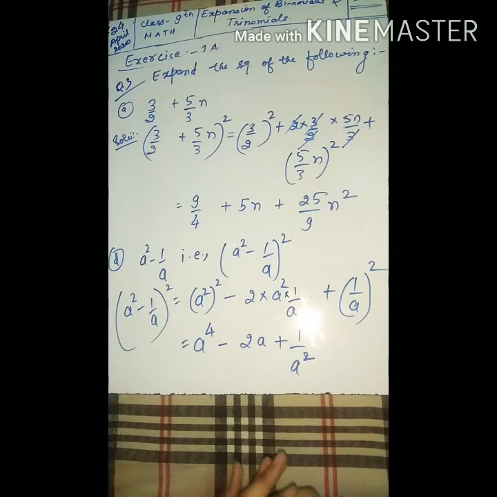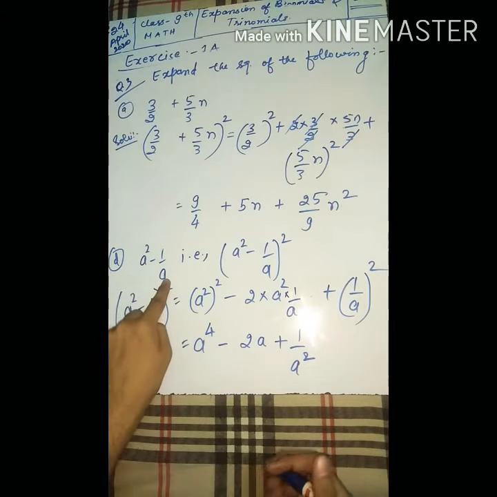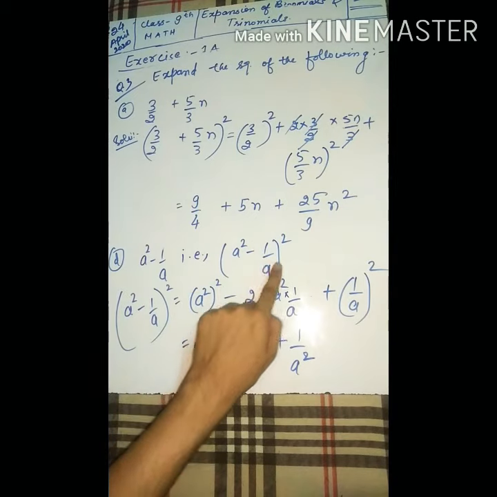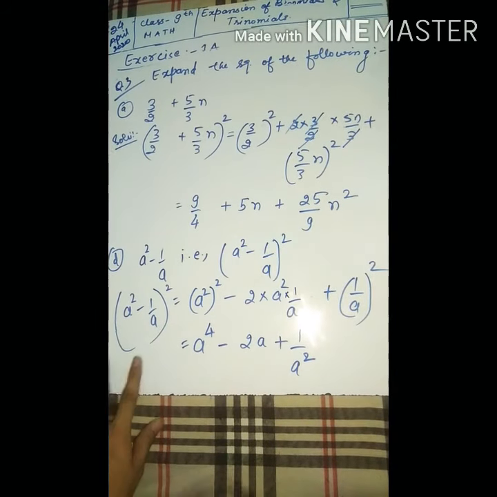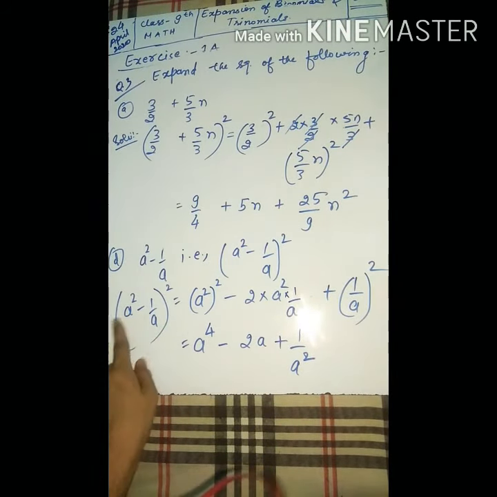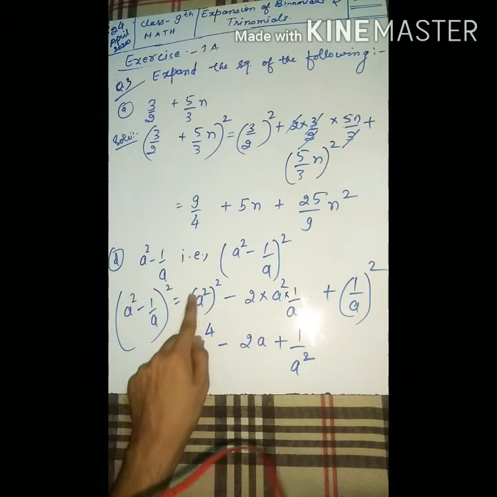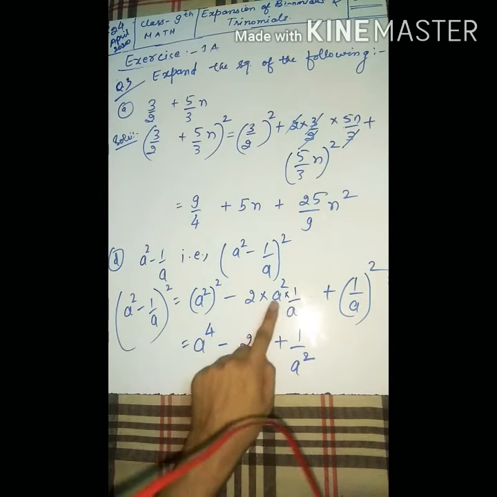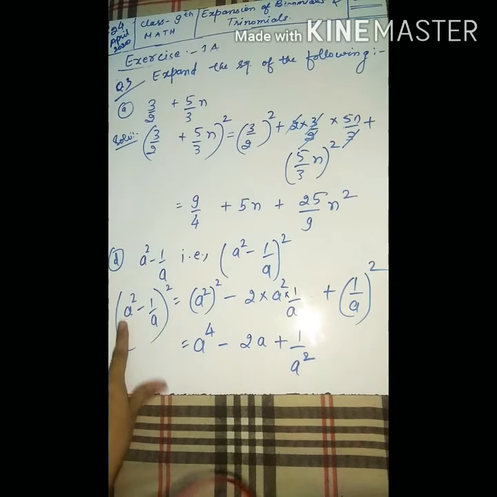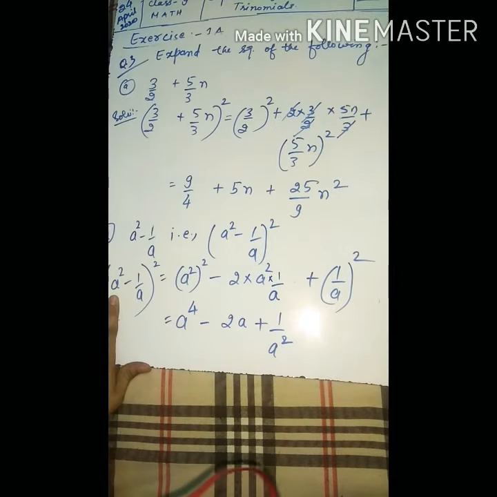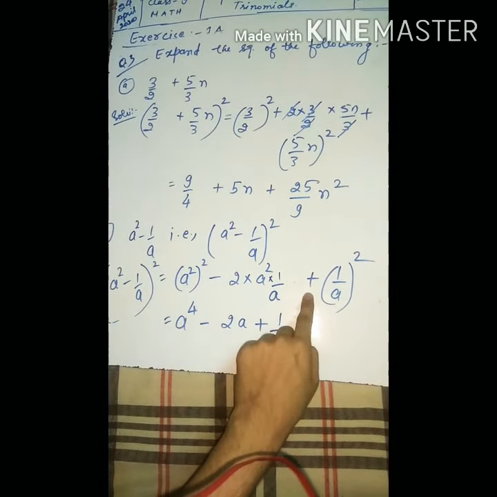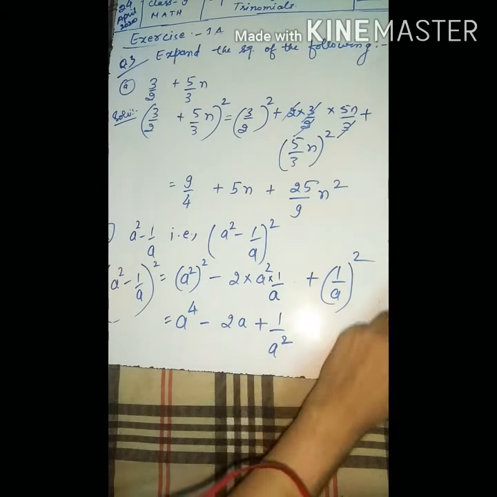Now see the D question. D question is a square minus 1 upon a, and we have to find the square of it. So that is a square minus 1 upon a the whole square. Now the identity says a square, so it is already a square, so a square whole square minus 2ab. What is our a? A is a square, and in place of b 1 upon a, so a square into 1 upon a, plus b square, that means 1 upon a the whole square.